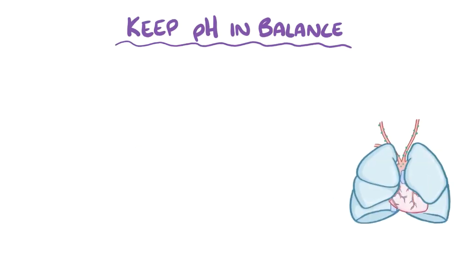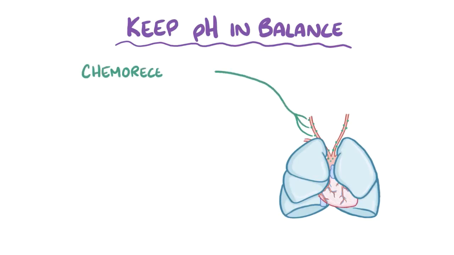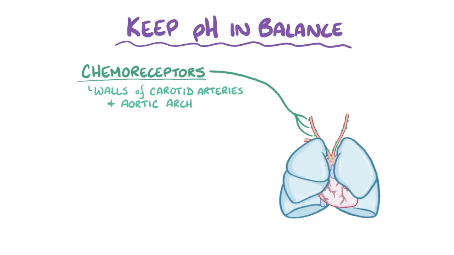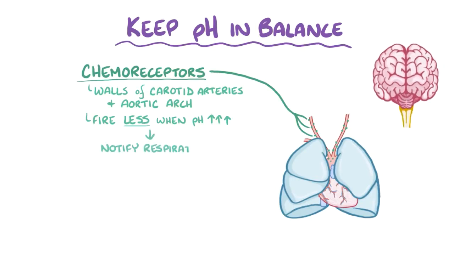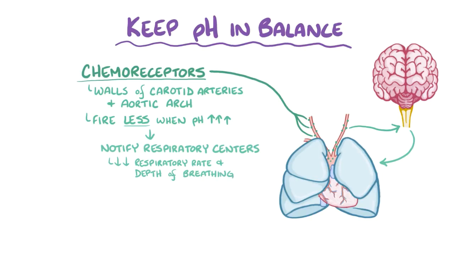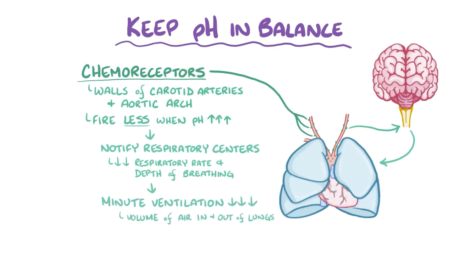Another mechanism involves the respiratory system and starts with chemoreceptors that are located in the walls of the carotid arteries and in the wall of the aortic arch. These chemoreceptors fire less often when the pH rises, and that notifies the respiratory centers in the brainstem that they need to decrease the respiratory rate and depth of breathing. As the breathing becomes slow and shallow, the minute ventilation decreases, and that's the volume of air that moves in and out of the lungs in a minute. The decreased ventilation slows down how much carbon dioxide leaves the body, increasing the partial pressure of carbon dioxide in the body, which decreases the pH.